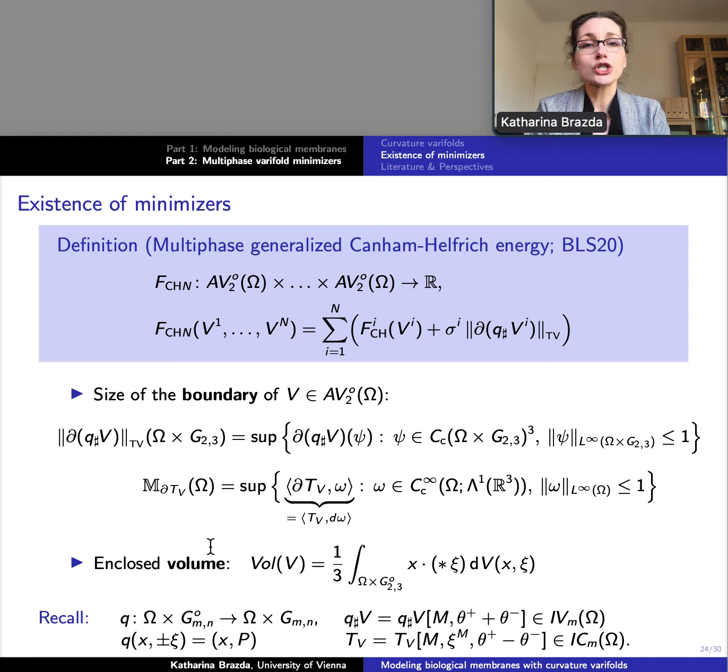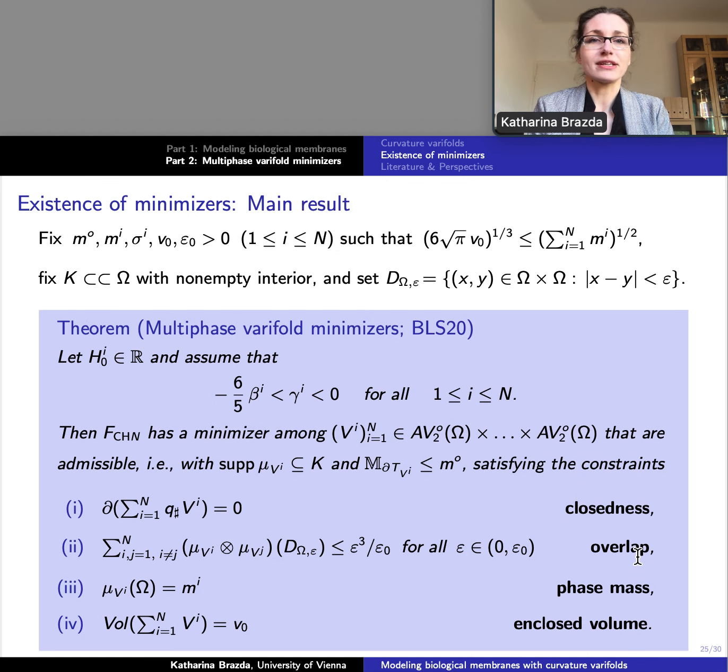And the definition of the enclosed volume easily extends to oriented varifolds, where we just recall that the Hodge operator applied to the orientation psi is just the unit normal vector. We are now ready for our main result on the existence of multi-phase Canham-Helfrich minimizers.